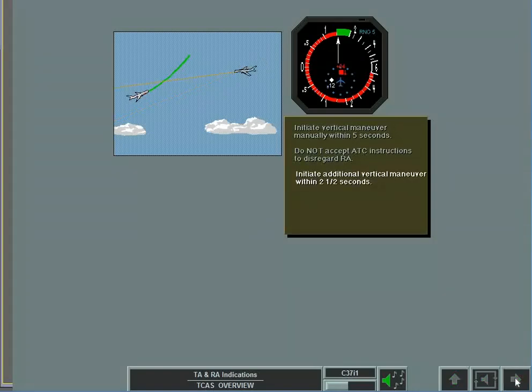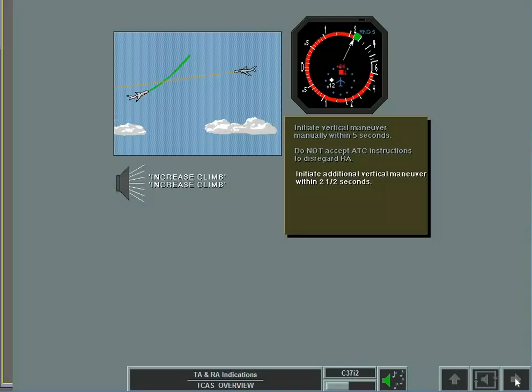After issuing an RA, TCAS continues tracking the other aircraft. Should the other aircraft now maneuver vertically, TCAS may calculate that the initial RA was not enough to maintain adequate separation. An additional RA is then issued commanding either increased action or reversed action, whichever provides greatest separation. Response to this additional RA must be initiated within 2.5 seconds.